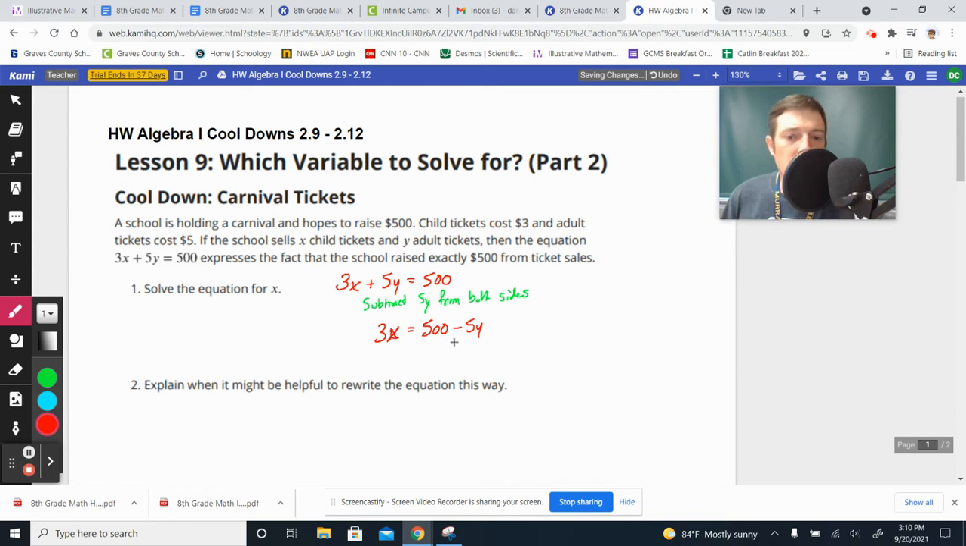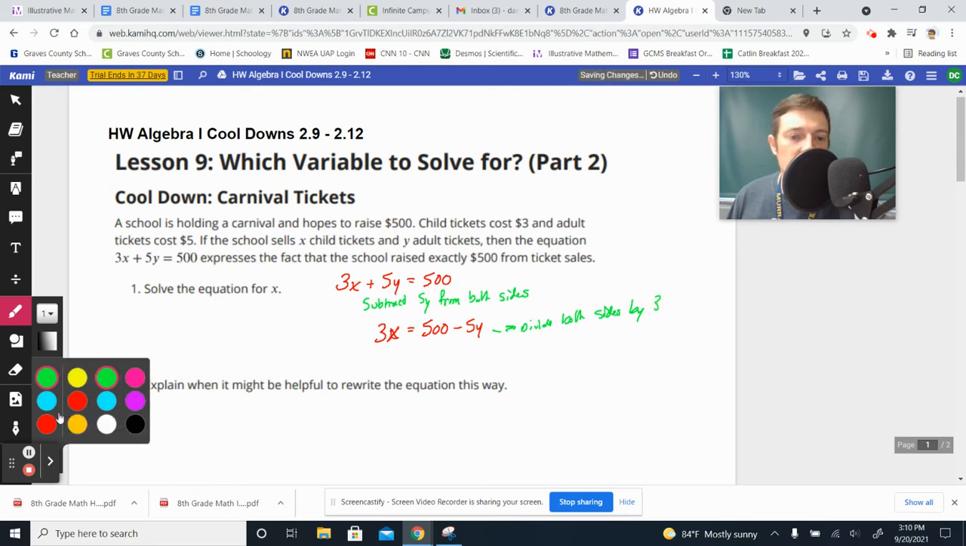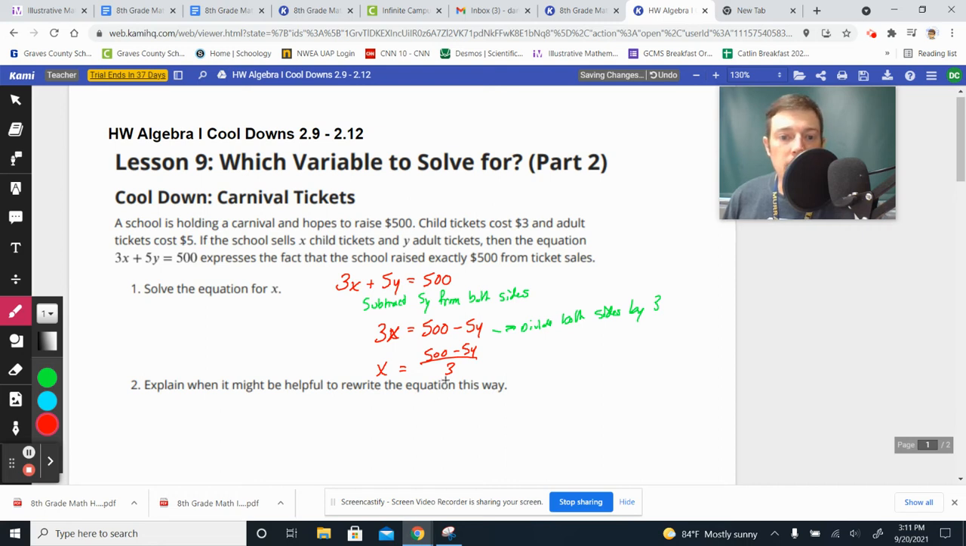And then my job now is to get rid of the times 3 that's next to my x. So I'm going to write it here, I'm going to divide both sides by 3 because that will undo the times 3 that's happening here. I'm going to split it up into 3 groups. And when I do that, the x gets isolated by itself, and the 500 minus 5y, the whole entire expression, must get divided with this huge fraction bar by 3. And that gives me the x equals situation.